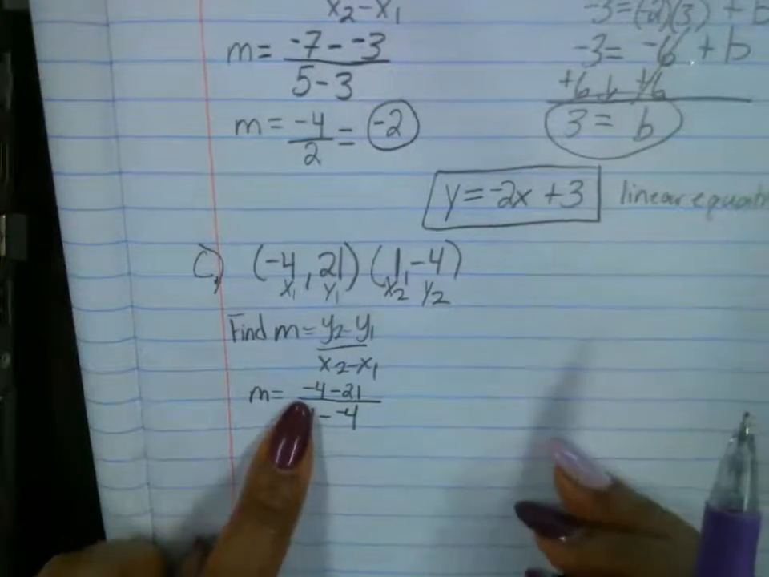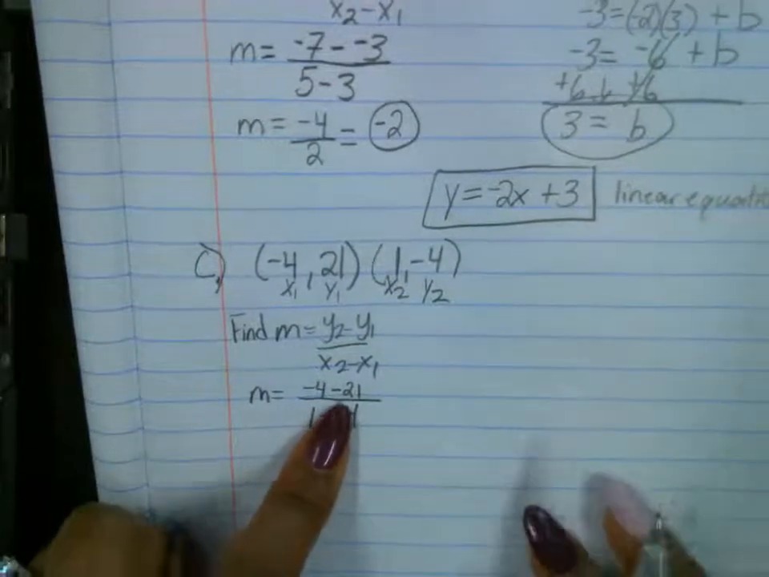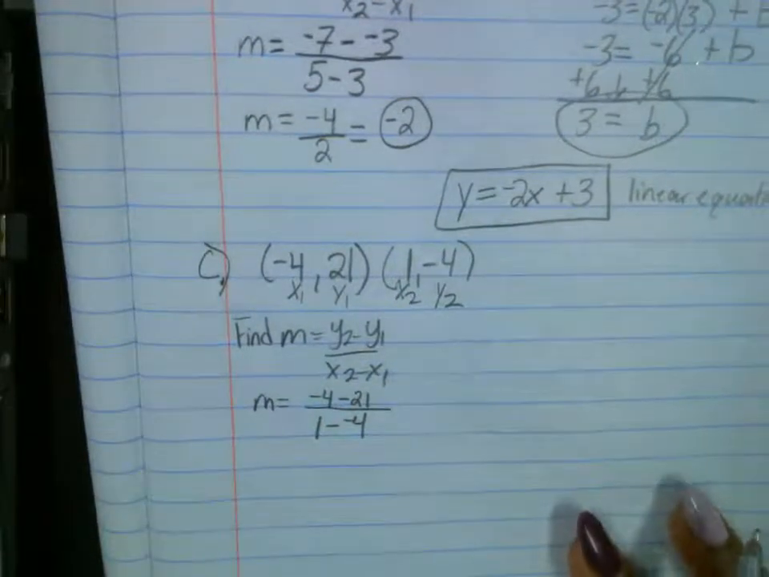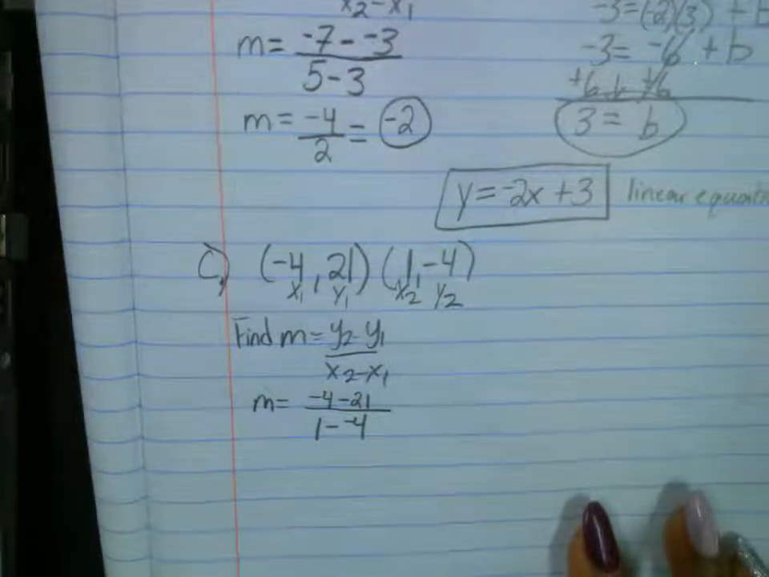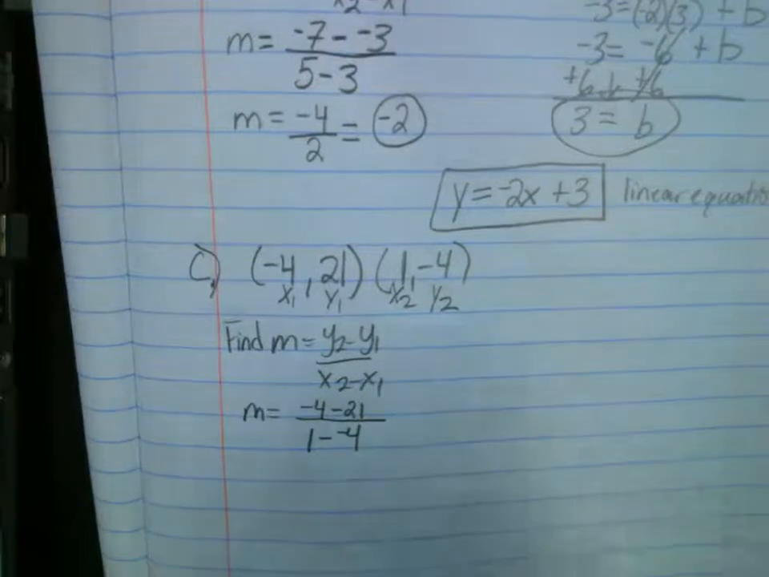Type it in your calculator. You have negative 4 minus 21. Negative 25.